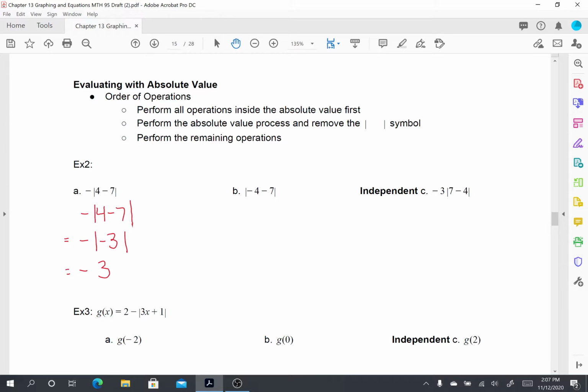If I had instead the absolute value of negative 4 minus 7, do what's inside there first. That's negative 11. The absolute value of negative 11 is 11. Here, you try the one to the side there.